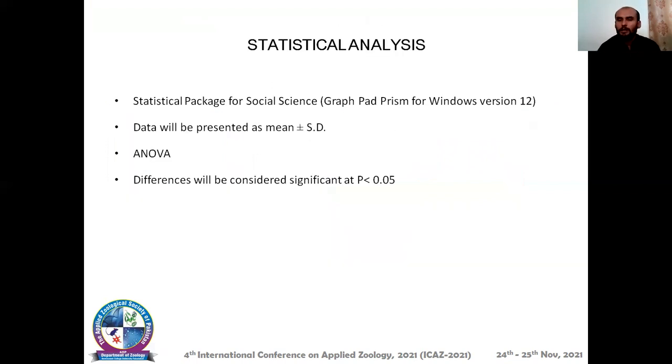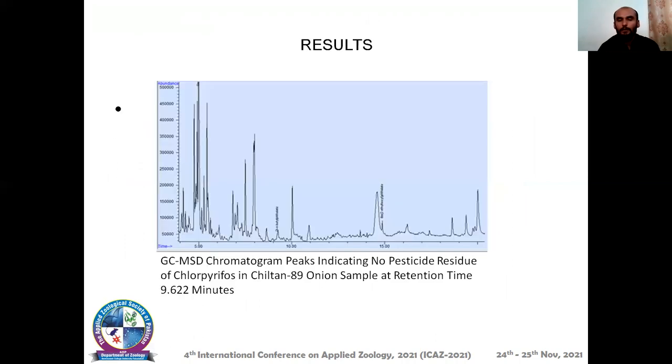For statistical analysis, GraphPad Prism software was used. The data were presented as mean and standard deviation. ANOVA difference will be considered significant at p less than 0.05.